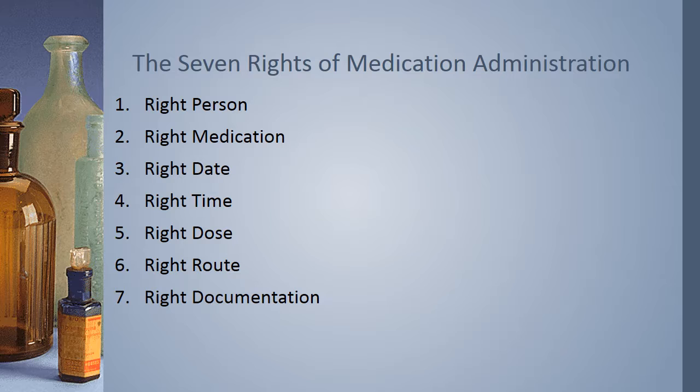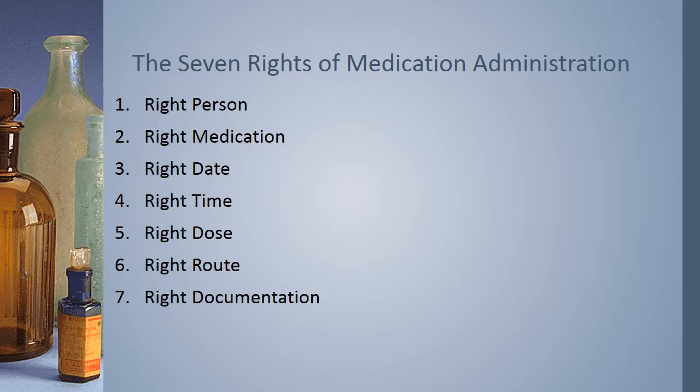First, we will cover the 7 rights of medication administration. These are very important because they help ensure that the person that you are serving has medications administered correctly each and every time. The first right is right person. Always check that you are administering the medication to the right person. Since we serve more than one person in a home, it's very important to double check. Right 2 is right medication. Make sure that it's the right medication each and every time.